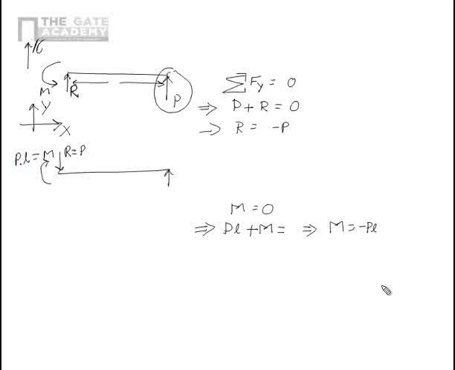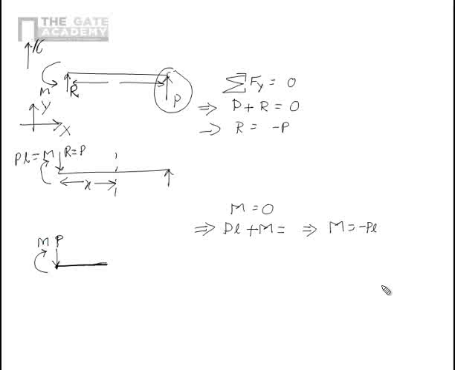Now let's see what happens if we cut the beam at a particular section. Let's say I cut the beam here, some location X from the fixed end, and I take the left hand of the beam, the left cut section. So here I have one force which is acting like this, P, and there is a moment acting like that, M.